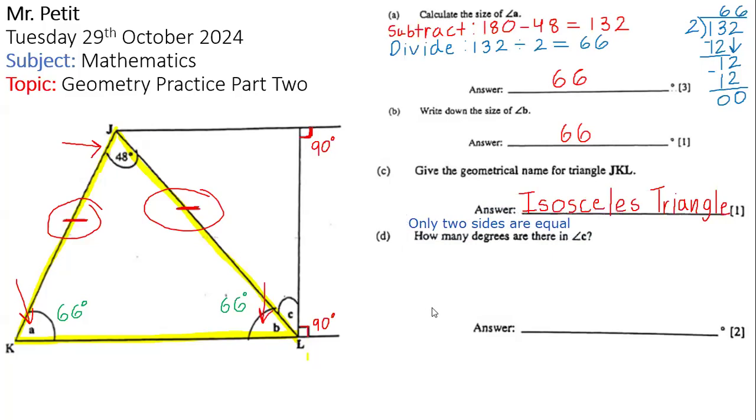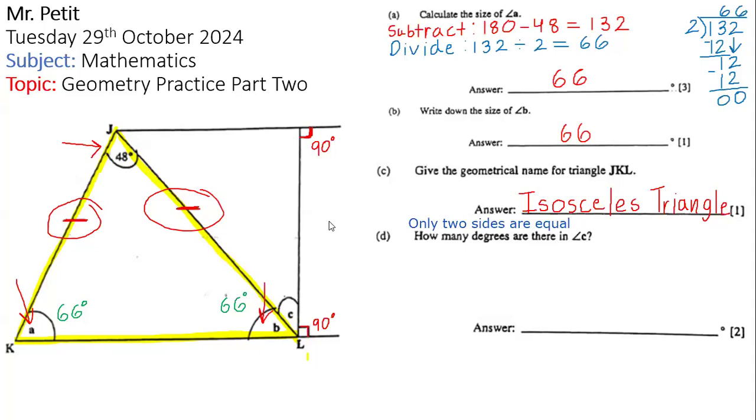So why is triangle JKL an isosceles triangle? Hello, why is triangle JKL an isosceles triangle? Because only two of the sides are equal. Only two sides are equal. Very good. Cordell Pratt, are you there? Yes, sir. How do you know this is an isosceles triangle? When we have two sides that are equal. Very good. You only have two sides that are equal.